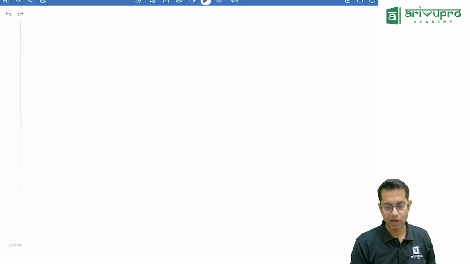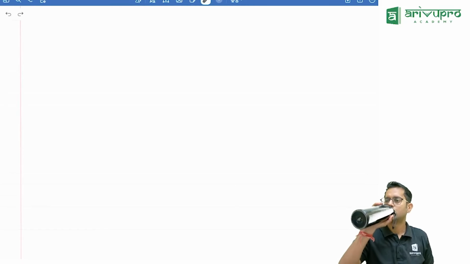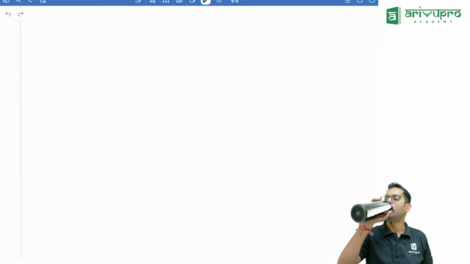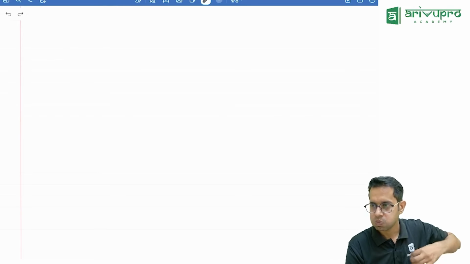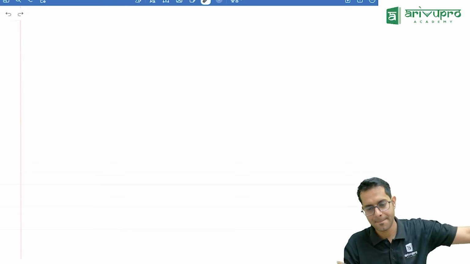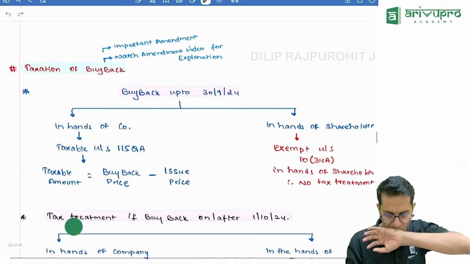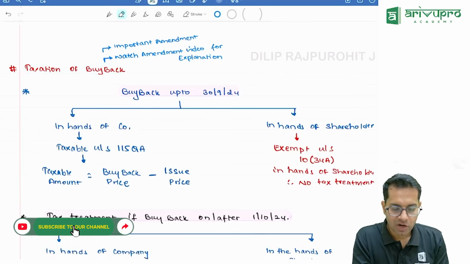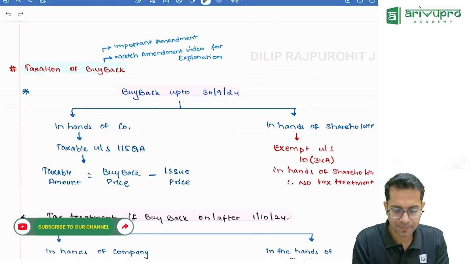The exempt. Now we'll see buyback. Taxation of buyback of shares.